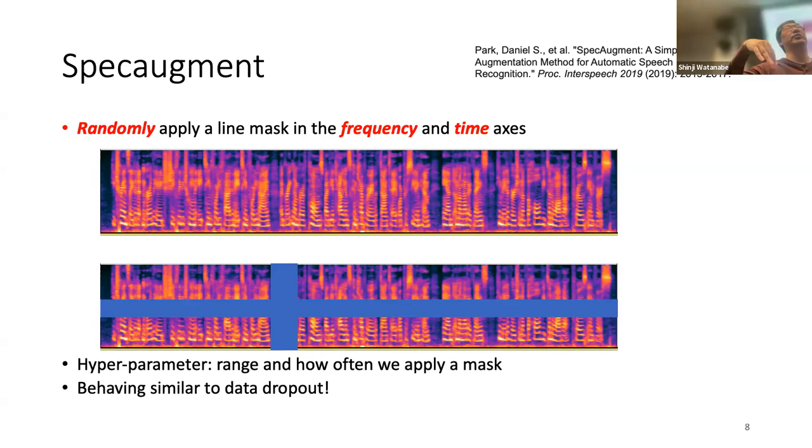These are hyperparameters, but by doing this kind of masking, it actually improves speech recognition quite a lot during training. By the way, of course, we should not do it during inference, right? If you wrongly set the evaluation mode as a training mode, then SpecAugment, for example in ESPNet, is actually applied, and this will make a disaster. So please be careful about that.